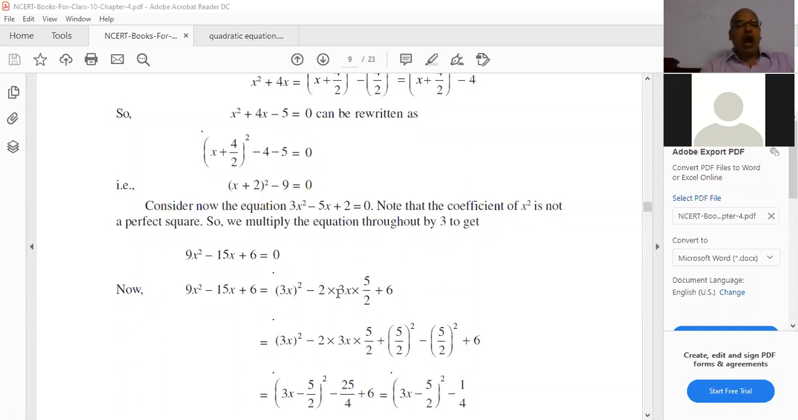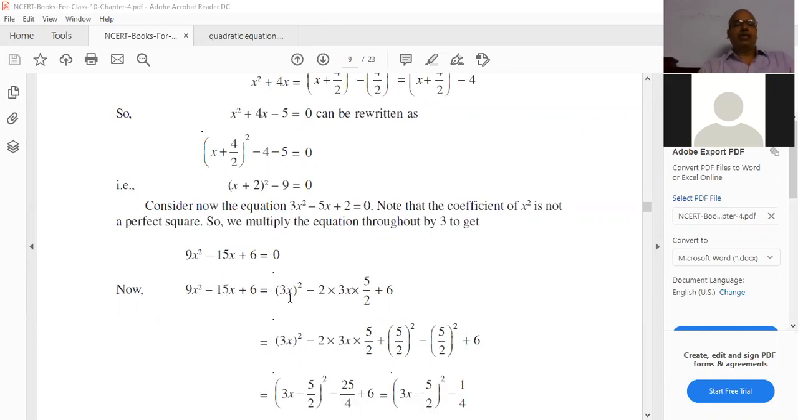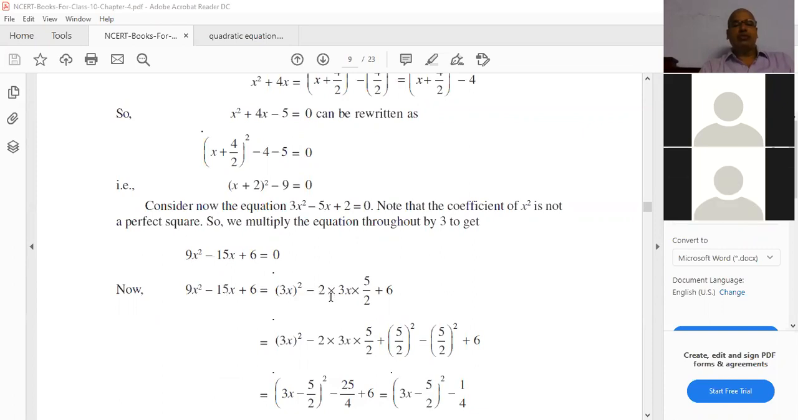Then you think about how we get 15. What number we write here to get 15, that you have to think. This step is important, Amma. (3x) whole square means a is 3x, minus 2ab. The identity 2ab is there. 2 into a means 3x, you have to write first. So 2 3s are 6x we wrote.